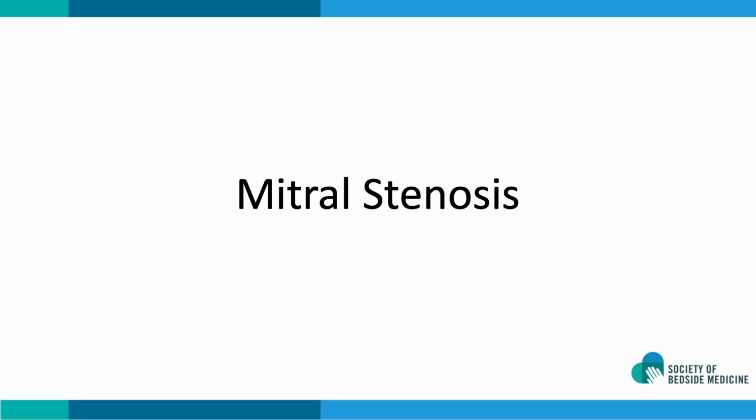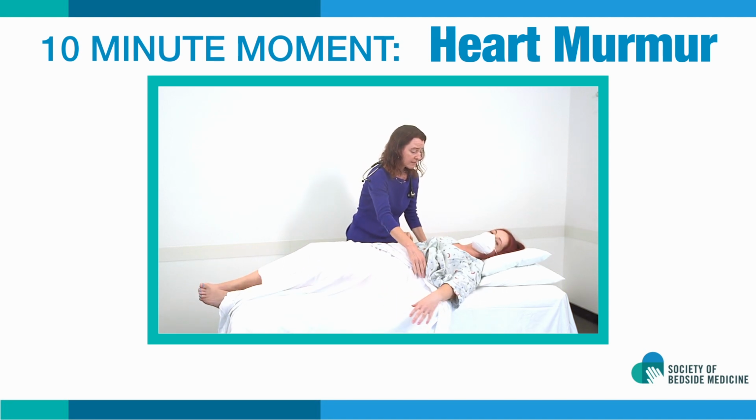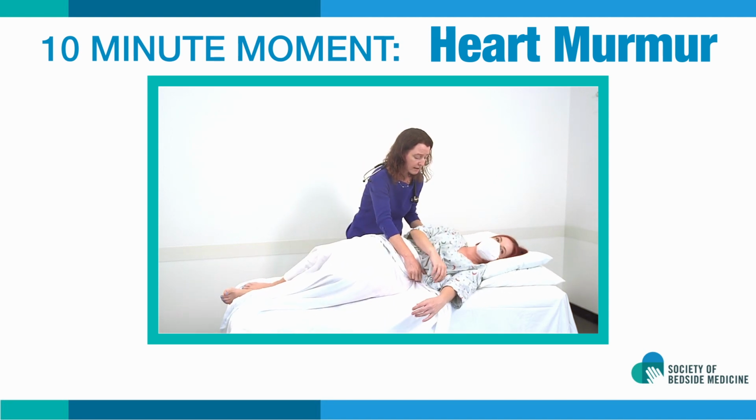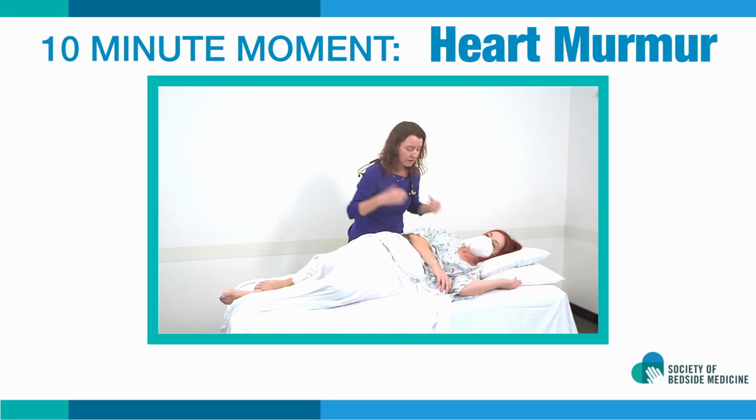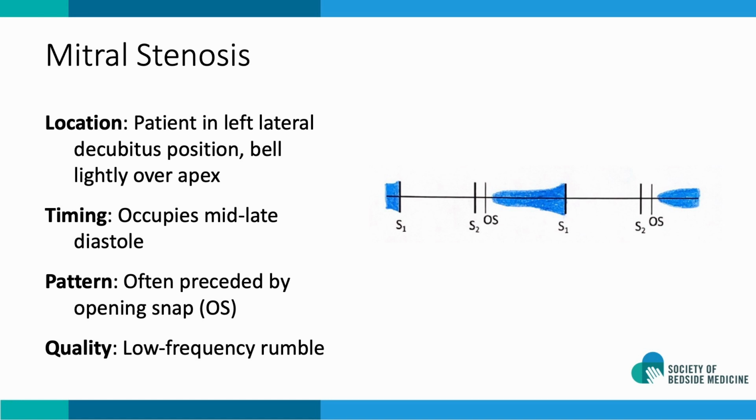To evaluate for the murmur of mitral stenosis, we'll ask our patient to put her head back on the pillow once again. And we'll ask her to turn a little bit to the left side, moving into the left lateral decubitus position, about right there. And then we will be certain to use the bell of the stethoscope, and we'll place it lightly over the apex. If a low-frequency rumbling murmur in mid-diastole is heard, this suggests mitral stenosis.